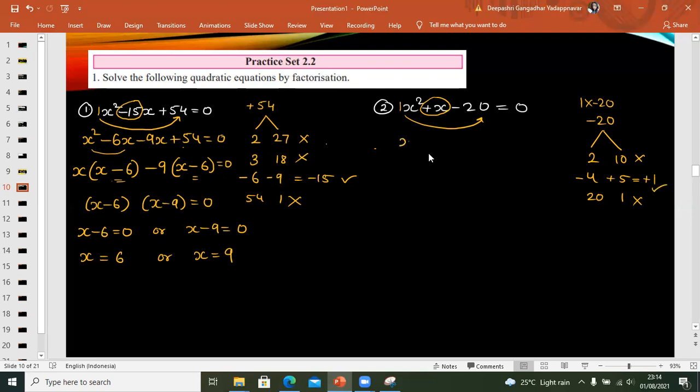So let's write these values. x square, in place of 1x, I will write these values: minus 4x plus 5x minus 20 equals 0.